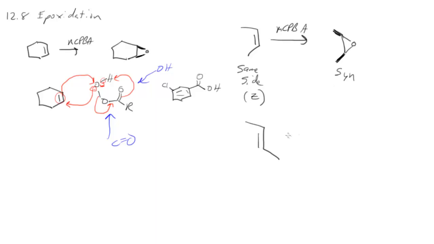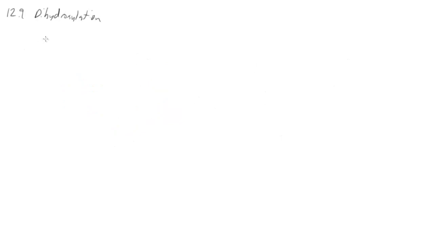Likewise, if they're on opposite sides in the alkene, what would you expect to see in the product? They'll be on opposite sides in the product. So an E alkene gives us anti-stereochemistry for our epoxide product. So we can use that reaction in a synthesis here. So if I start with an alkene, and what I want is I want to form an anti-diol.